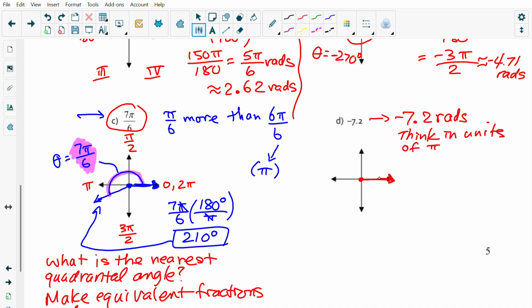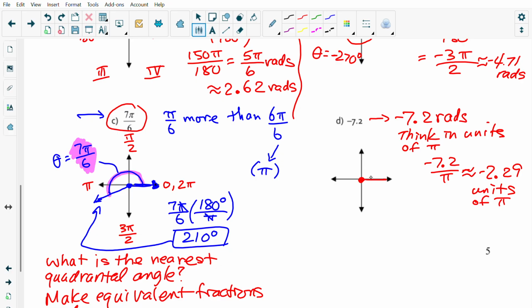Like, how do I know? Like, I start here. How do I know what 7.2 is? Like, where do you stop, right? That's why I think of pi units, right? So if I do negative 7.2 divided by pi, that's roughly negative 2.29 units of pi. We know what pi is, right? Pi is half of the circle, okay, in radian measure. So I divide by pi to give me a reference point of how far do I rotate.